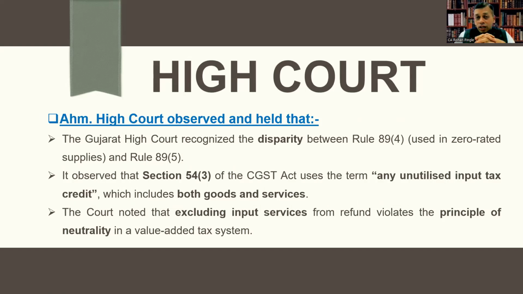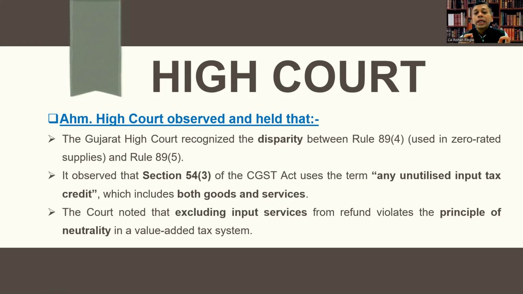The Gujarat High Court recognized the disparity between Rule 89 Sub-Rule 4, used for zero-rated supplies, and Rule 89 Sub-Rule 5. It observed that Section 54, subsection 3 of the CGST Act uses the term any unutilized input tax credit, which includes both goods and services. It nowhere mentions or excludes input services, ITC on input services. So both goods and services are covered.